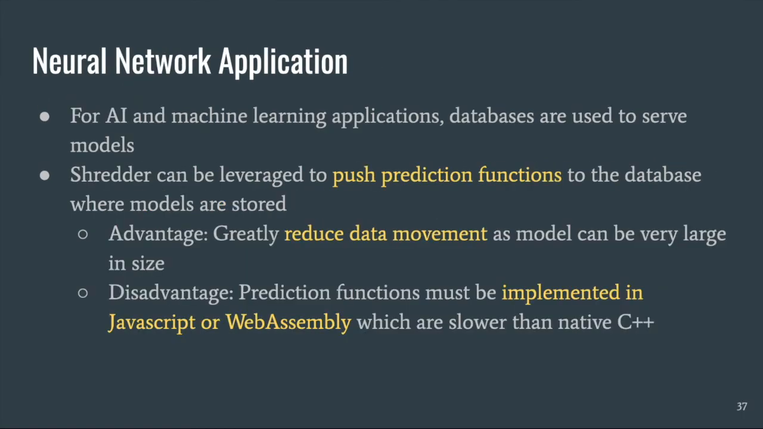For AI and machine learning applications, databases are often used to serve trained models. Once trained, models must be deployed to a prediction serving system to provide low latency prediction at scale. Shredder can be leveraged to push prediction functions to the database where models are stored. This is an advantage as models can be very large in size.